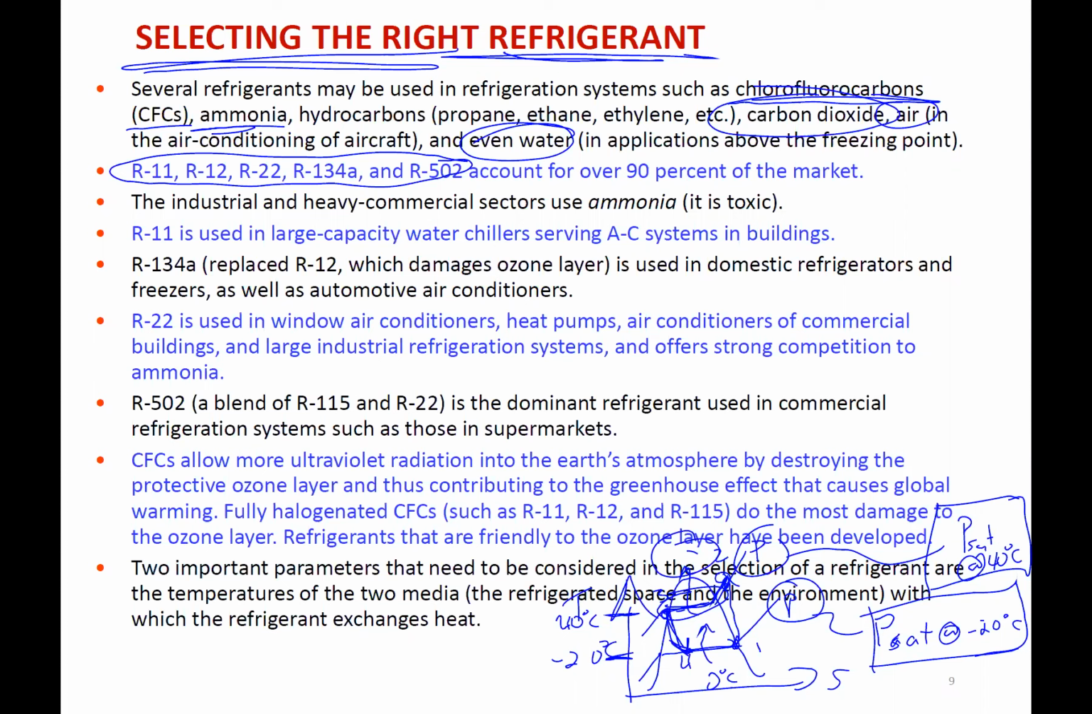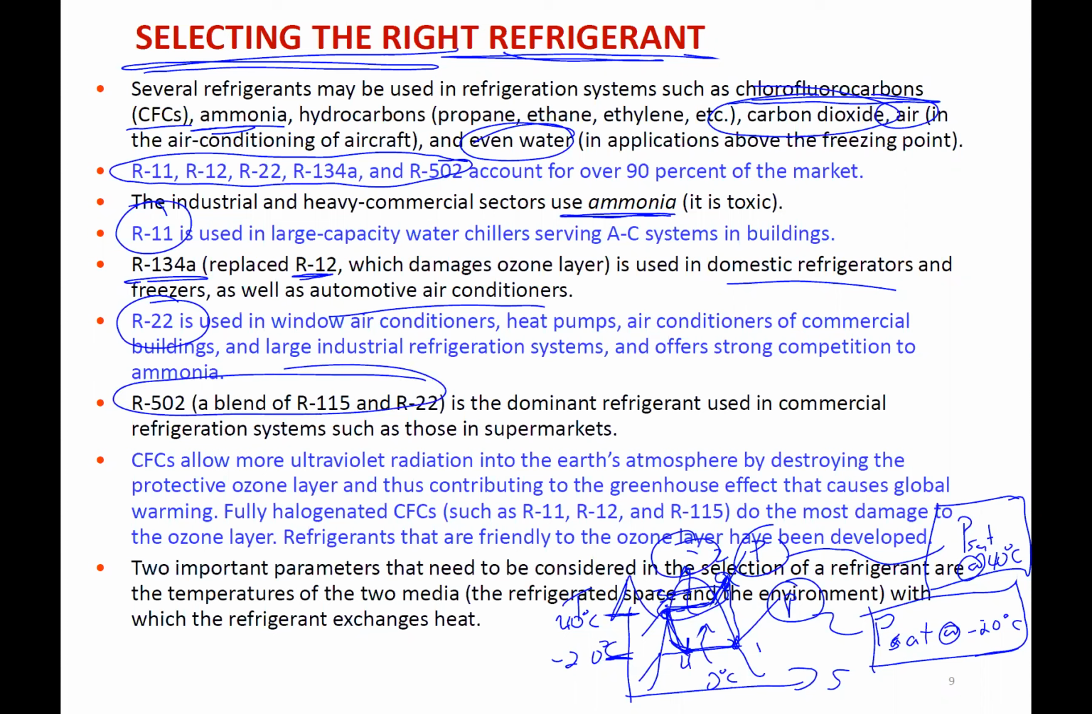Another popular one is ammonia, okay? We have industrial ones, all right? So for heat pumps, air conditioners, commercial. We have our R134A in our book that replaced R12, okay, used in domestic refrigerators and automotive air conditioners. We have R502, blends, two others, okay.